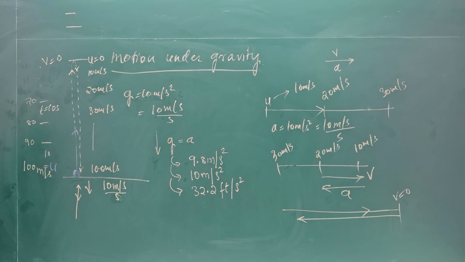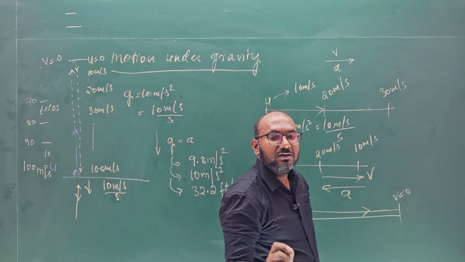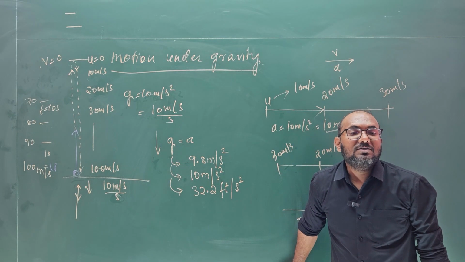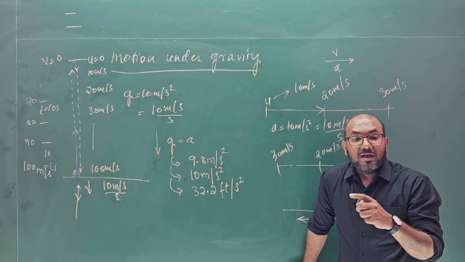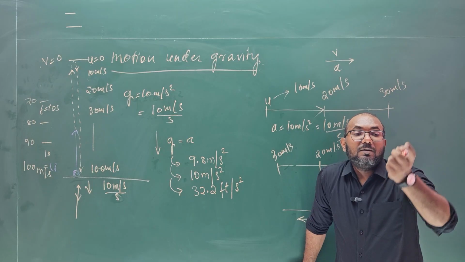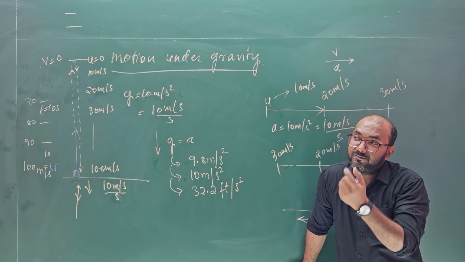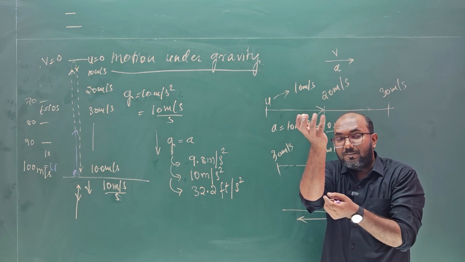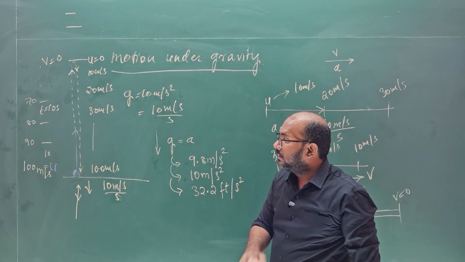Got my point? What I am trying to say. So acceleration due to gravity is telling you how much velocity is increasing or decreasing. It is increasing when the body is falling back to the ground, and it is decreasing when we project the object in the upward direction. Got my point? Okay. Then next.